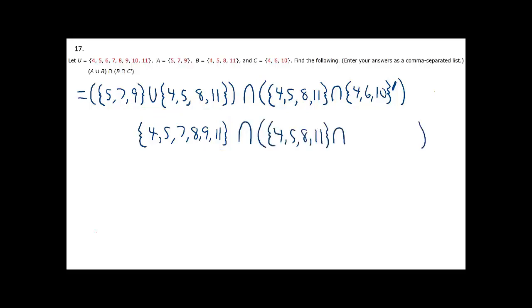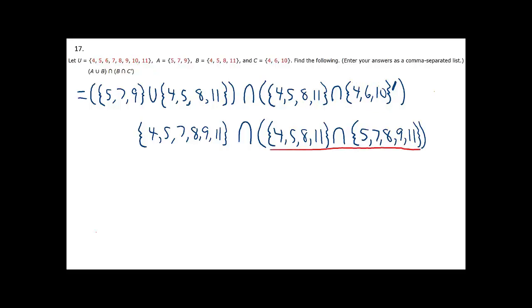And then on the right side, as I said earlier, I still have to take the complement of C. So if C is a set containing 4, 6, and 10, the complement will be everything in the universal set that doesn't include 4, 6, and 10. So I go up to U and mark out 4, 6, and 10. That leaves me with 5, 7, 8, 9, and 11. So the set containing 5, 7, 8, 9, and 11 is the complement of the set C.